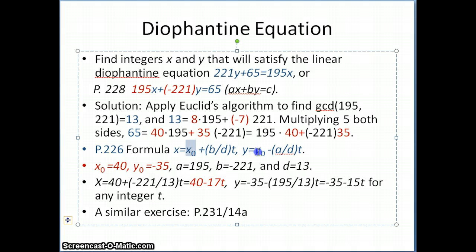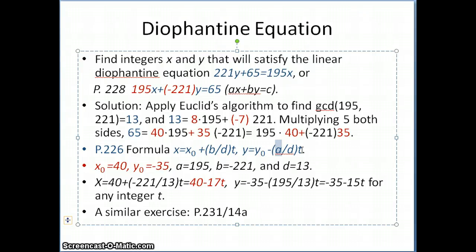x0 and y0 represent a particular solution we found. So that's what we need to find first. And b and a are just the coefficients in front of x and y. And d means the greatest common divisor of the coefficients of x and y. t is an arbitrary integer, any integer, like 0, 1, 2, 3, or -1, -2, -3.